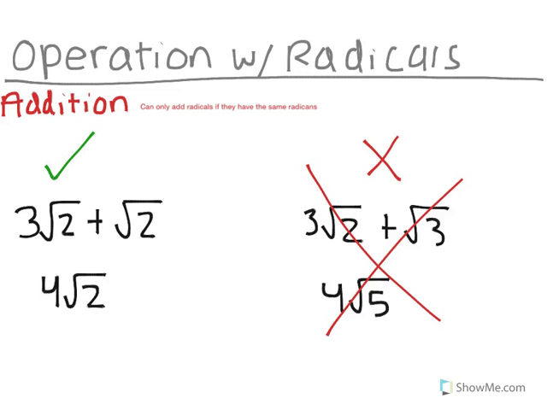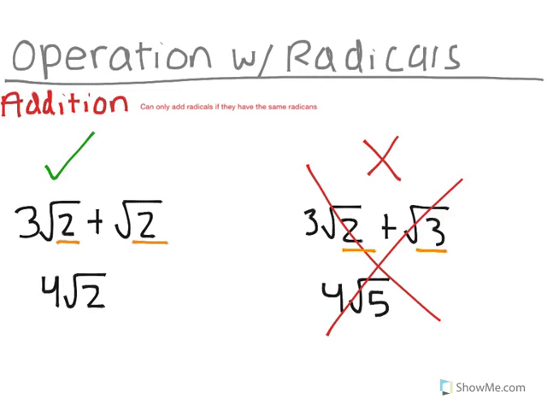Okay, now we're going to move on to operations with radicals. And here's addition. You can only add radicals if they have the same radicands. Remember, radicands are the numbers underneath the doghouse, as some people like to call it, but the radical.